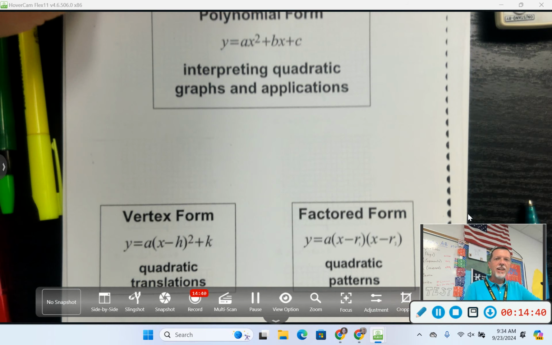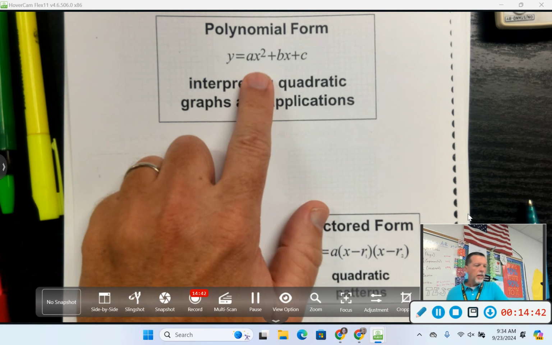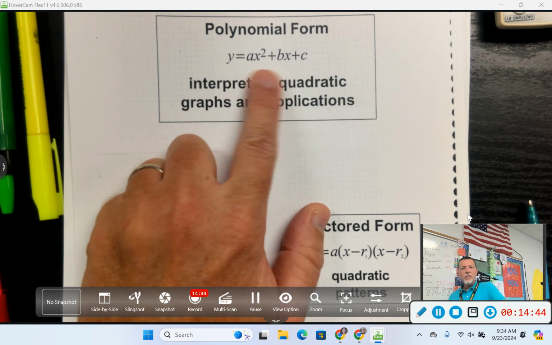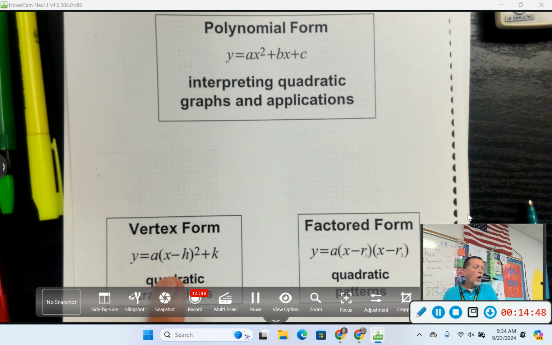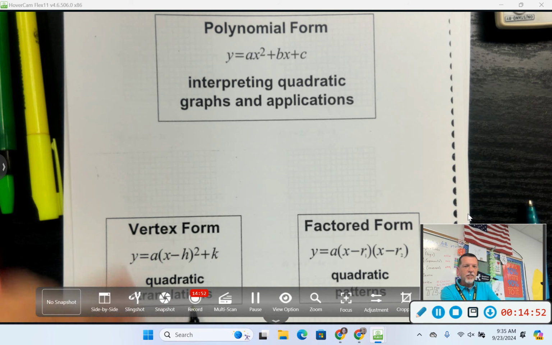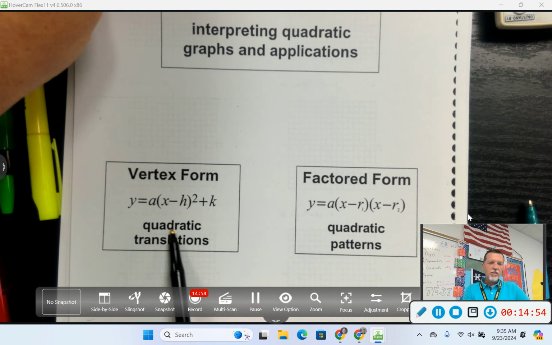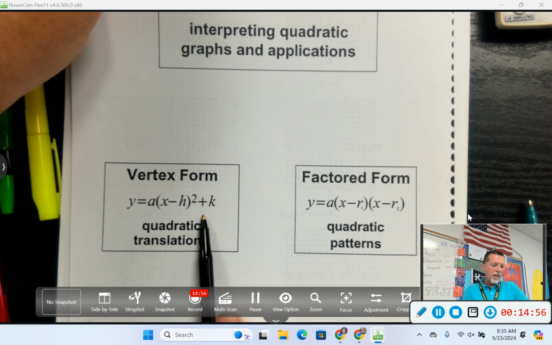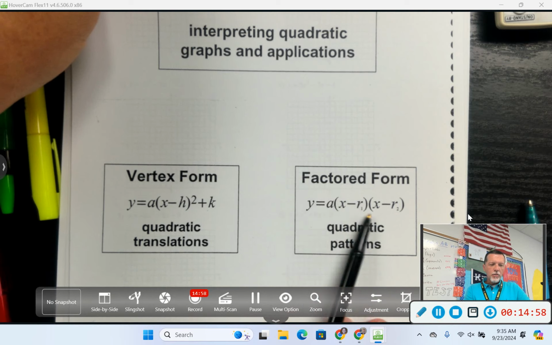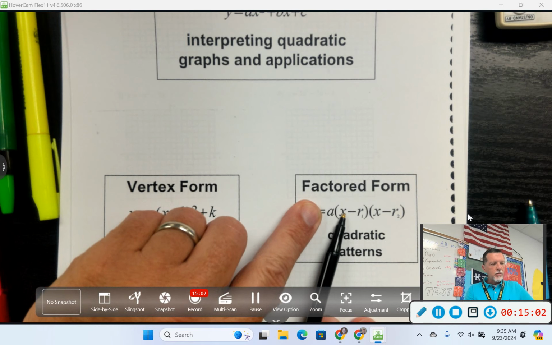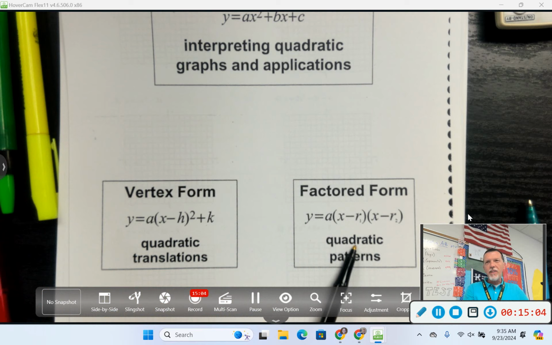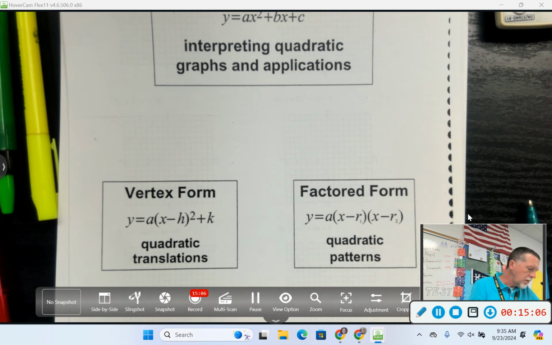Let's see. There's a lot of stuff going on here. Polynomial form, or standard form. That's what that one looks like. Vertex form. All of the ones today will be in vertex form because it's easy to get the translations, right? Quadratic translations, so right H, up K. Factored form is what we kind of looked at on Friday when we went from things that were factored and factored them, or not factored and factored them.